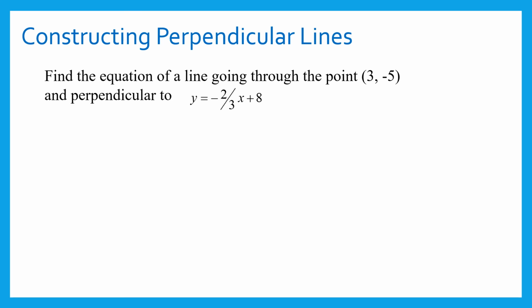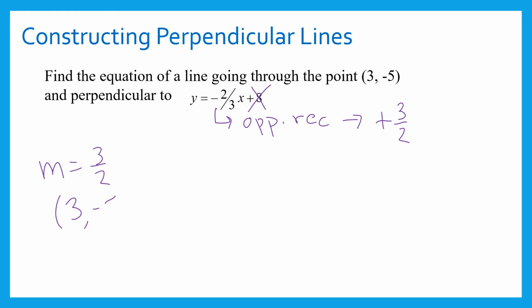Find the equation of a line going through the point (3, -5) and is perpendicular to y equals -2/3 x plus 8. So remember, I can't have the same y-intercept, and this needs to be an opposite reciprocal slope for my new line. So this one is negative, so my opposite reciprocal is going to be positive, and the reciprocal of 2/3 is 3/2. So the slope that I want to use is 3/2.